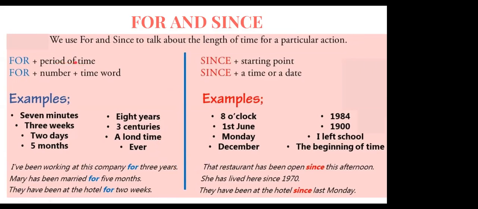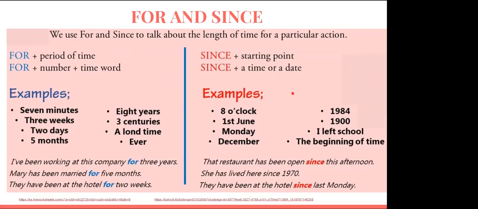So for, we are going to use for a period of time, the length of time, and also to express the number plus the time word. And since, we are going to use it to mention the starting point of an action. And also since is going to be followed by a specific time or date. And this is the difference. So do you have any doubts or questions about this maybe?